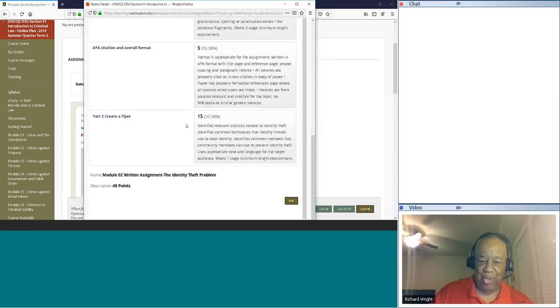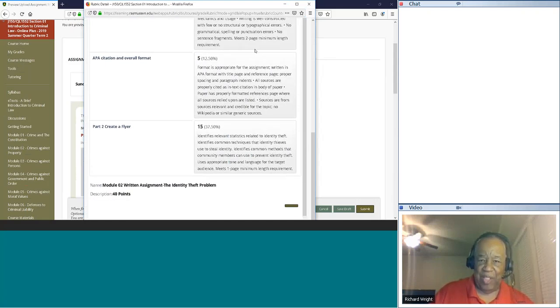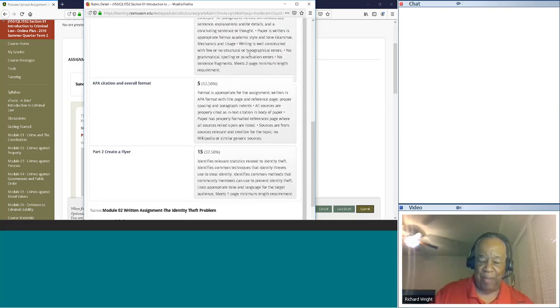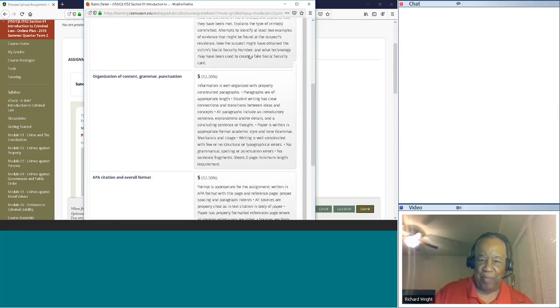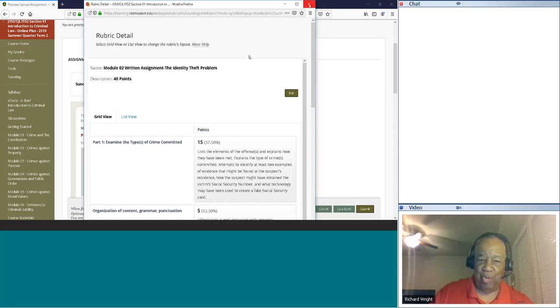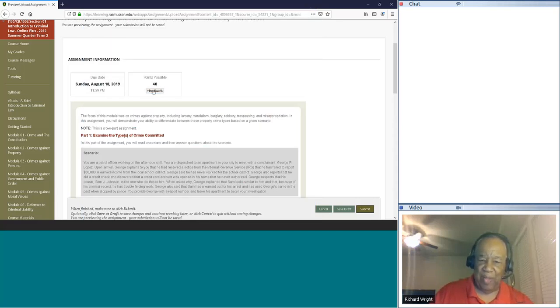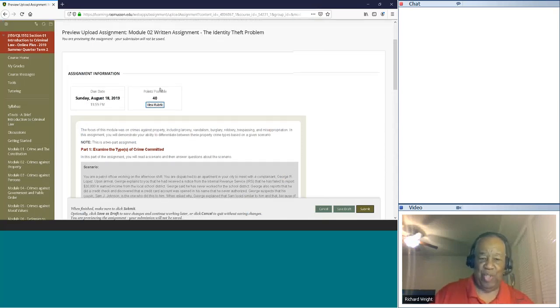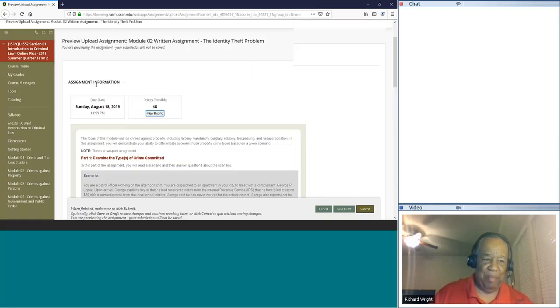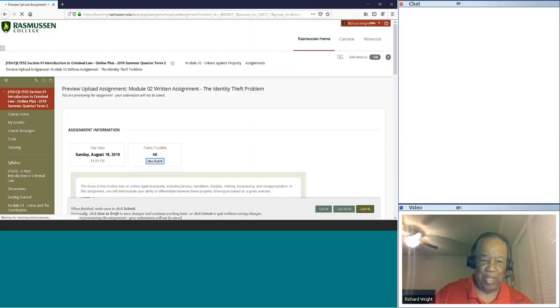Then the flyer, you get 15 points, and it should be a minimum of 1 page in length, okay? The written portion should be a minimum of 2 pages, all right? And that's what you need to do. But that's where you find the rubric. The rubric is given to you right here. All you've got to do is click on View Rubric. Somebody told me that students don't like to do that. Well, this is how it's going to be in your grade book. All right, so you want to see the rubric for your written assignment. And that should pretty much clear up that issue about what assignments are due this week.